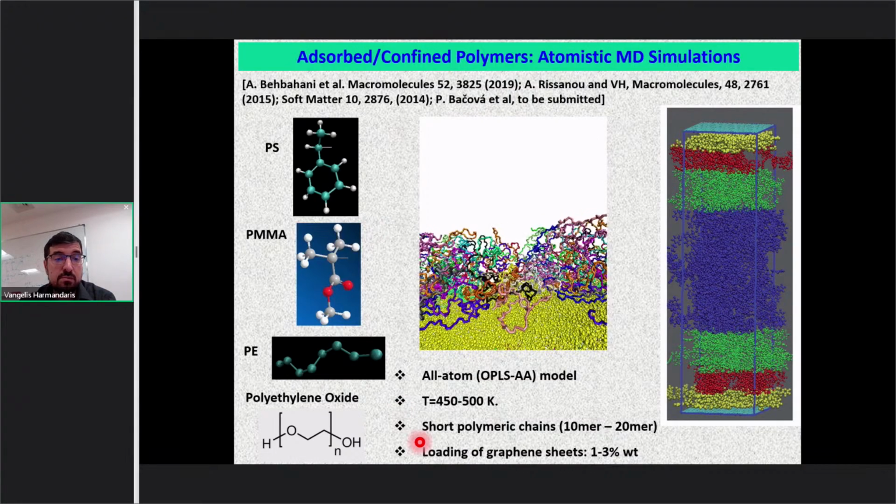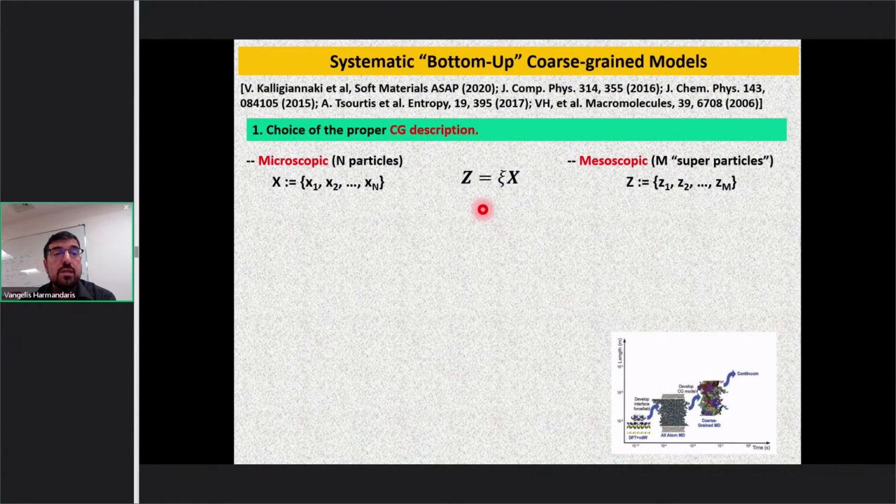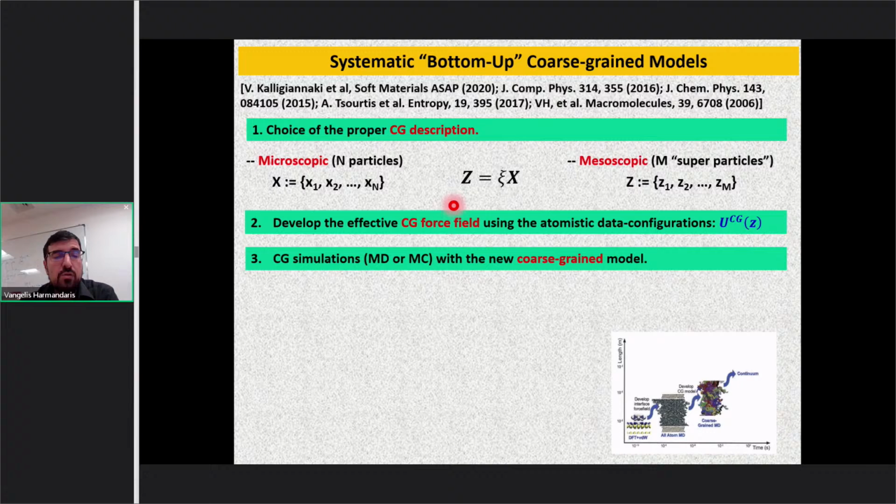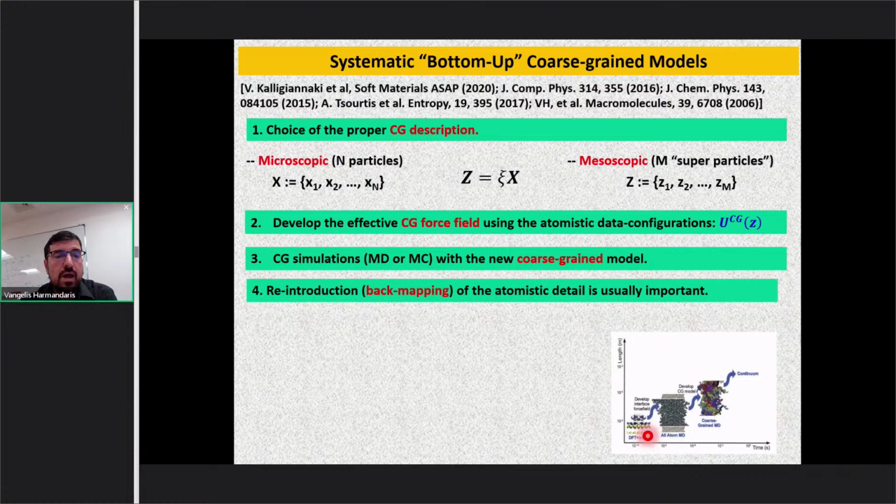However, it is still not possible to simulate and study very large systems with atomistic simulations. That's why we now need to go, let's say, to a mesoscopic scale. And there are several ways to do this. In the systematic or bottom-up approach, as we say, which is very quantitative and, I would say, more rigorous, this is achieved via the projection operator formalism. We don't need to know anything about that. The idea is that we develop this force field, or the mesoscopic model, using data from the more detailed simulations. That is the whole idea.